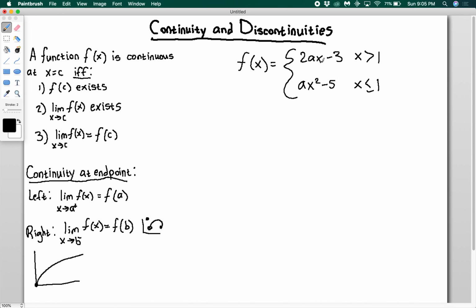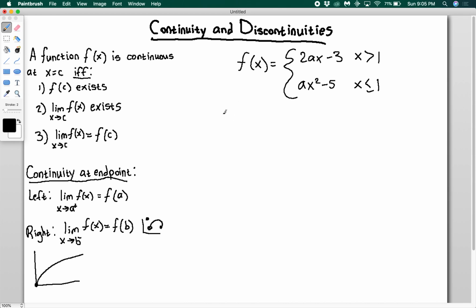Now, if I look at x greater than 1, nice continuous function, right? It's linear. For x less than 1, again, nice continuous function. So where might this function be discontinuous? Well, it might be discontinuous at the point where the two pieces connect, right? So what I need to do is set these equal to each other because I need these to match. So let's set these equal at the point x equals 1.